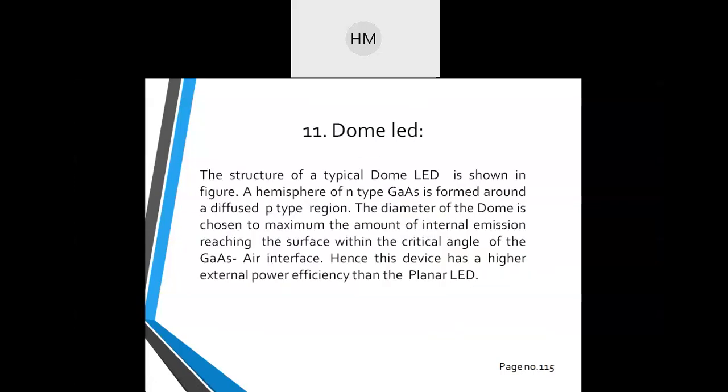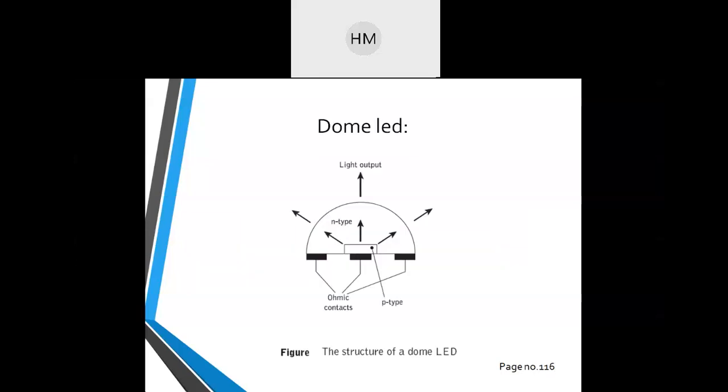Next is the dome shaped LED, which I think all have seen. Dome shaped LED, transparent glass, plastic is there over that. That is a dome shape of LED. A hemisphere of N type gallium arsenide is formed around a diffuse P type of region. This shape is for your dome shaped LED. The structure of a dome LED. Okay, students?